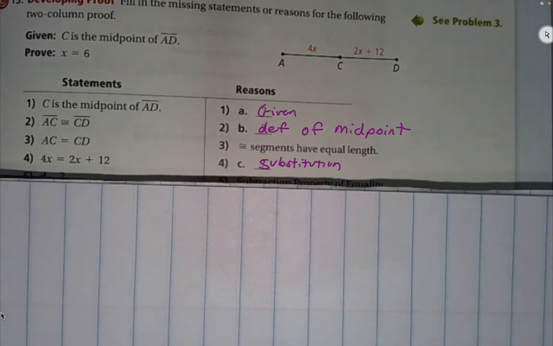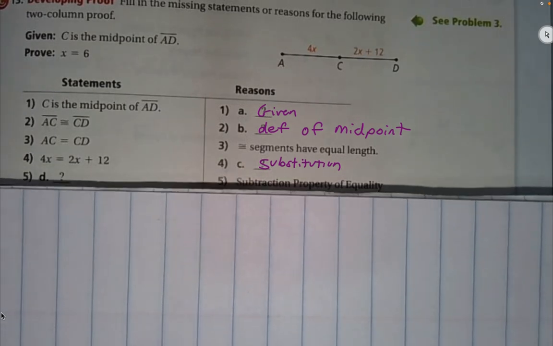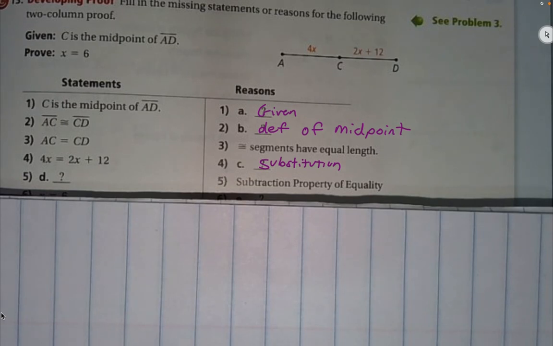Okay. Then what do we do? What's your next step? Subtract 2x from each side. So that's the subtraction property. I actually have to write the answer. If I subtracted 2x from each side, I get 2x equals 12.